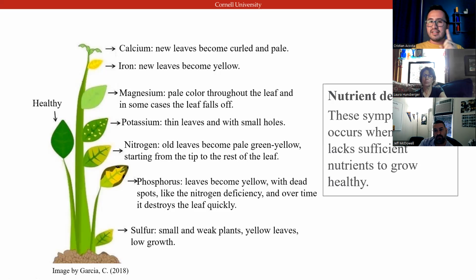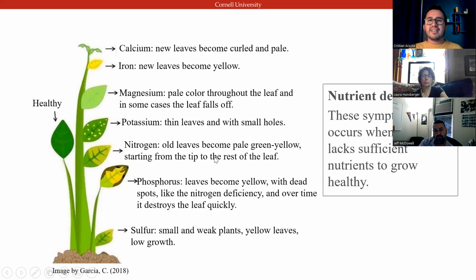Now let's make clear about the nitrogen. Another way to tell the difference between iron and nitrogen is that with nitrogen, the old leaves start becoming yellow, and they start at the tip of the leaf and move from the tip to the rest of the leaf.